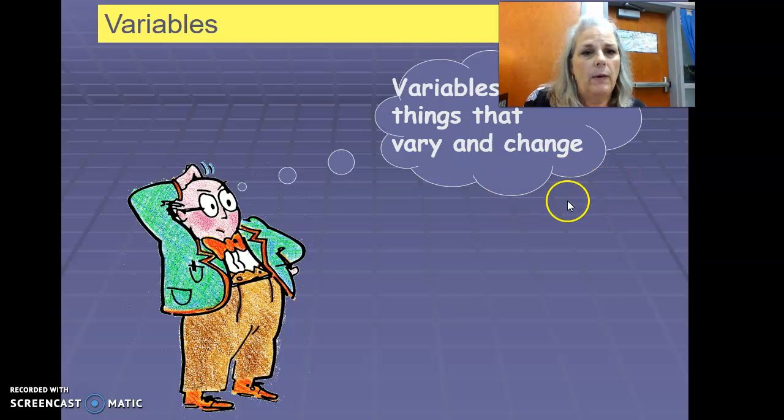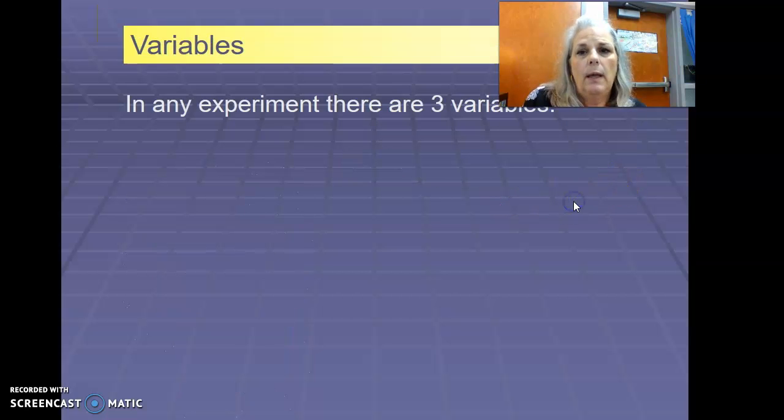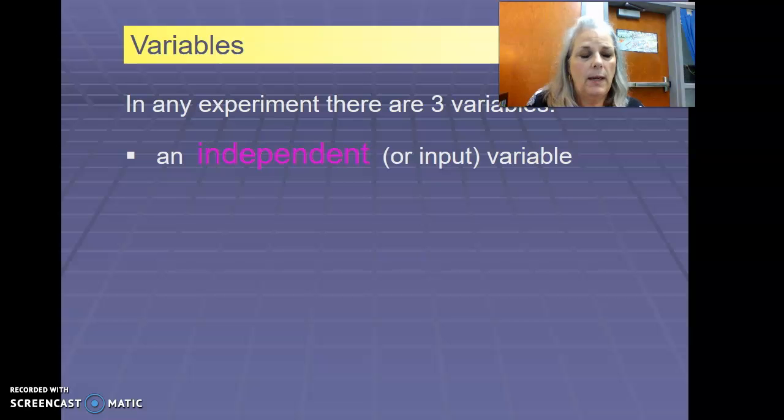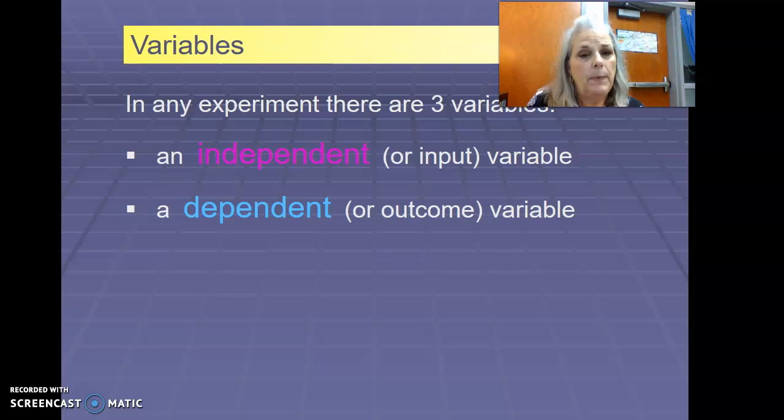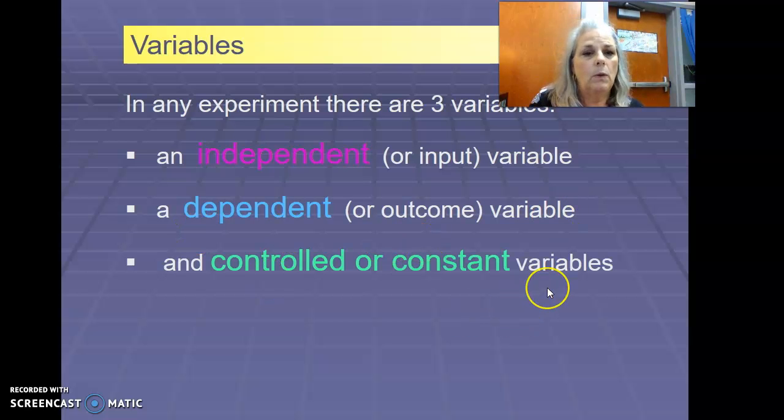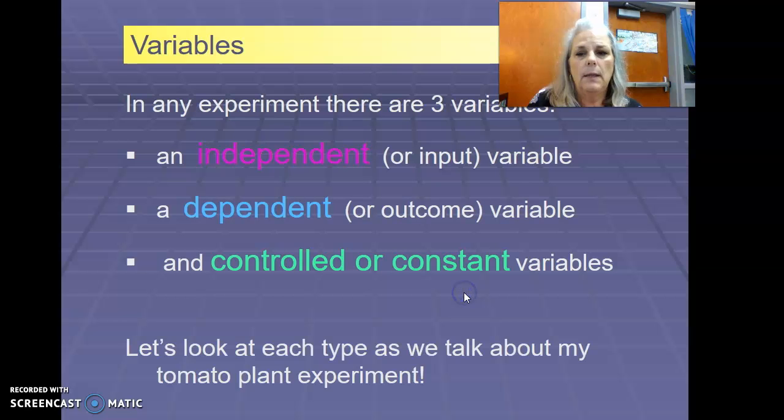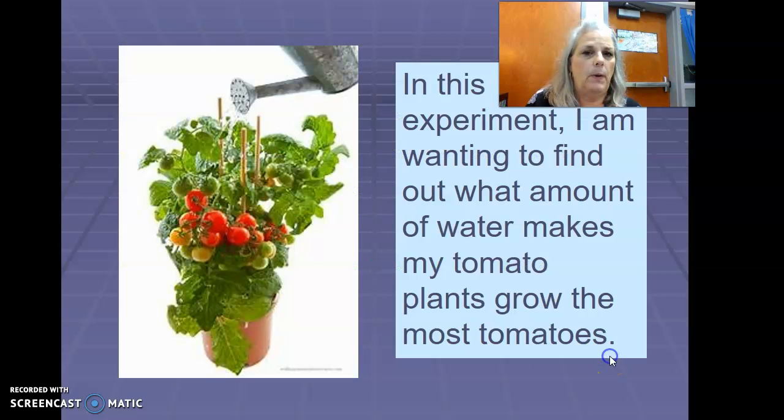Variables are things that vary and change. In any experiment, there are always going to be at least 3 variables. There's an independent variable, or an input variable, and a dependent variable, or an outcome variable, and then controlled or constant variables. And this last one is the one where there's lots and lots of them. So let's take a look at each type as we talk about my tomato plant experiment.